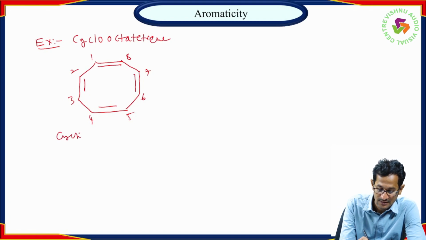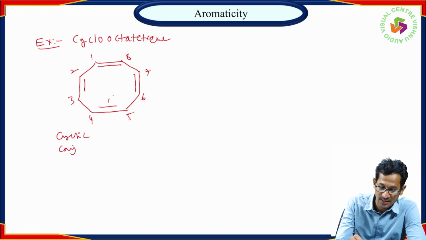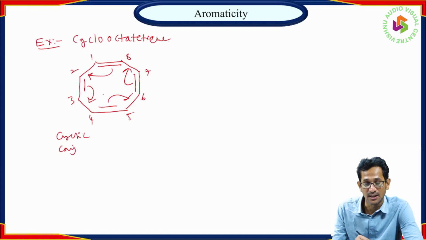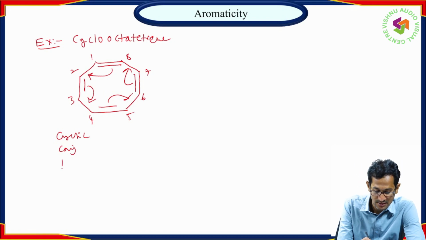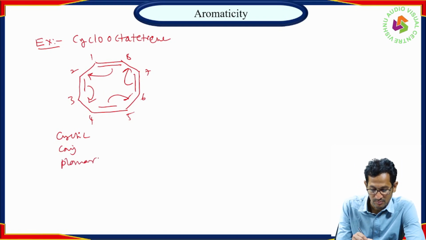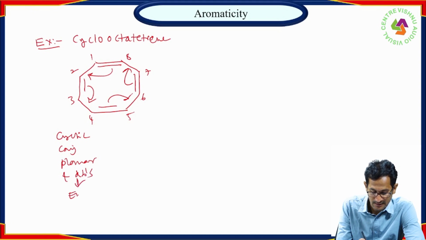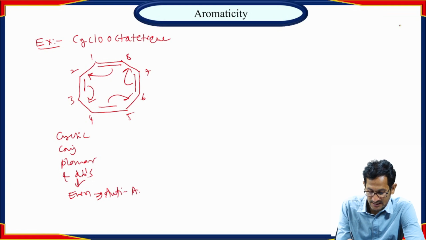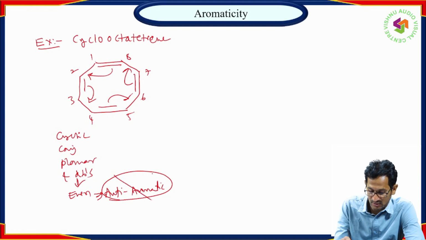So go through the conditions. First one is cyclic. Second one is conjugation. Conjugation is there, alternate double bonds are there. Once there is conjugation, it is a planar molecule. So count the number of double bonds: 4 double bonds. It is even, so it is supposed to be an anti-aromatic compound.